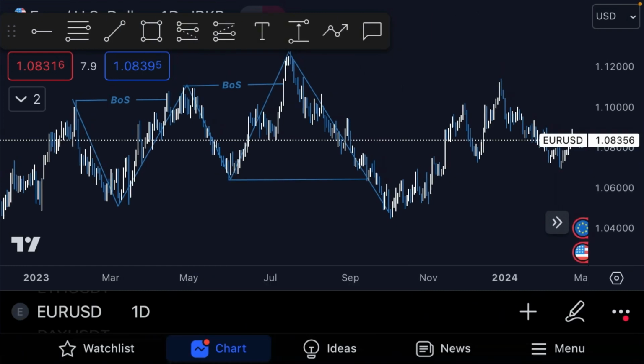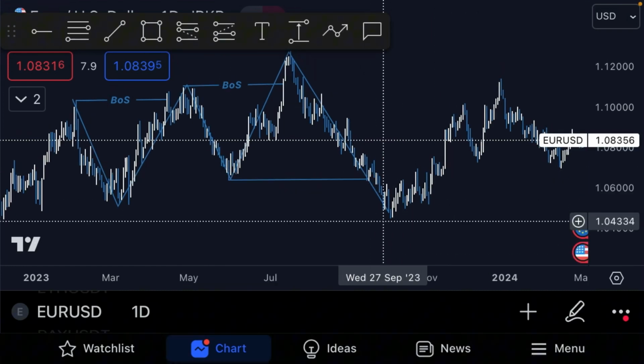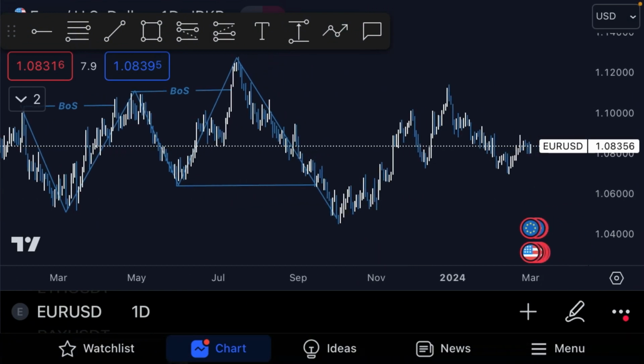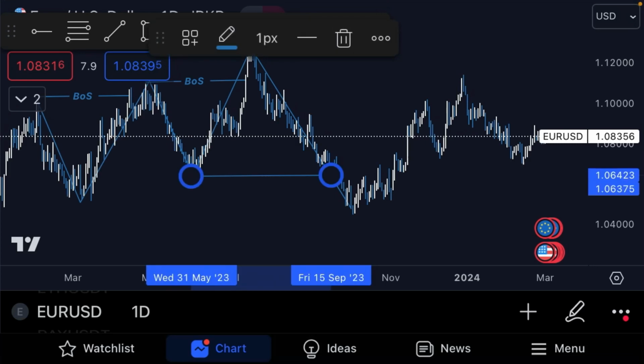Why do we call this a change of character? Because this used to be the recent low, then we just broke that recent low right now, which is leading to a bearish structure, a supposed bearish structure. So we're gonna call here a change of character. Okay, sorry for that. We're gonna call it a change of character.